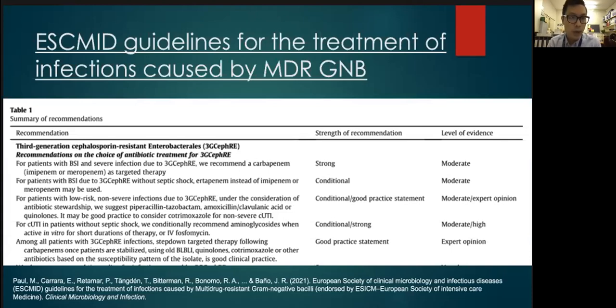So I also had a look at the ICMID guidelines for the treatment of infections caused by multidrug-resistant gram-negative bacteria. They use a category of third generation cephalosporin resistant Enterobacterales, which I guess includes both AmpC Enterobacterales and ESBL organisms. Under this umbrella term, they recommend a carbapenem for bloodstream infections and severe infections. For low risk and non-severe infections, this guideline recommends PipTaz or amoxicillin-clavulanate or quinolones.